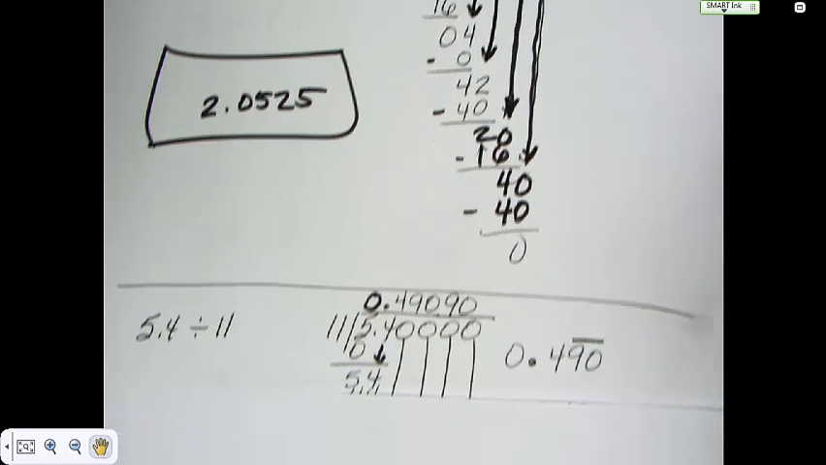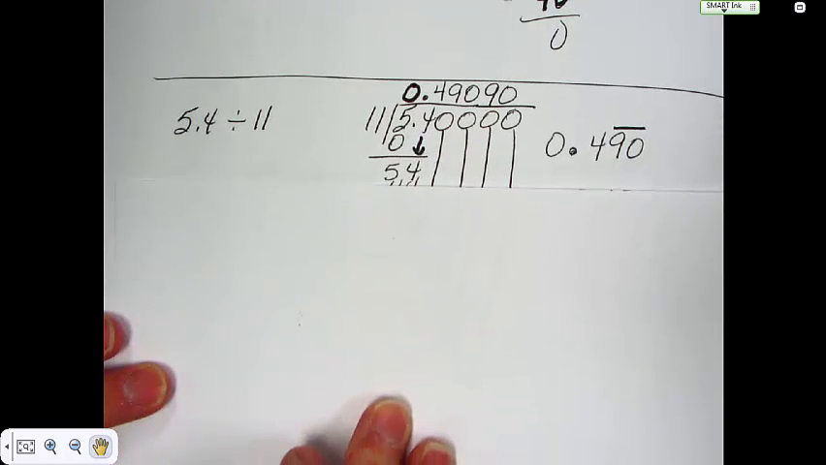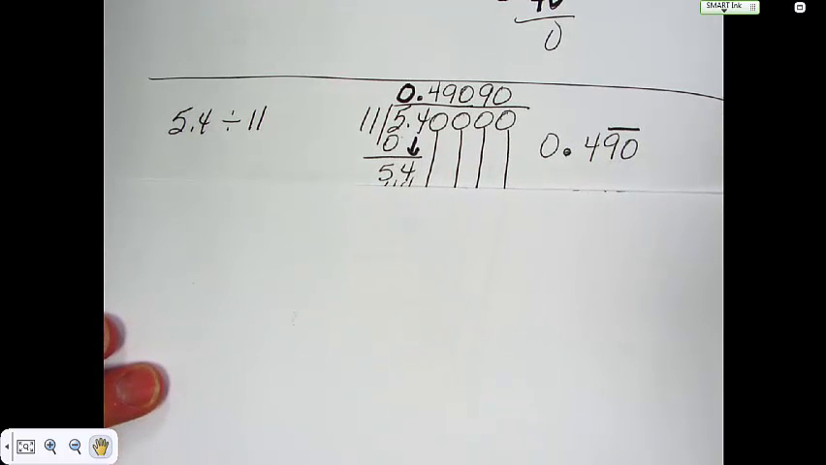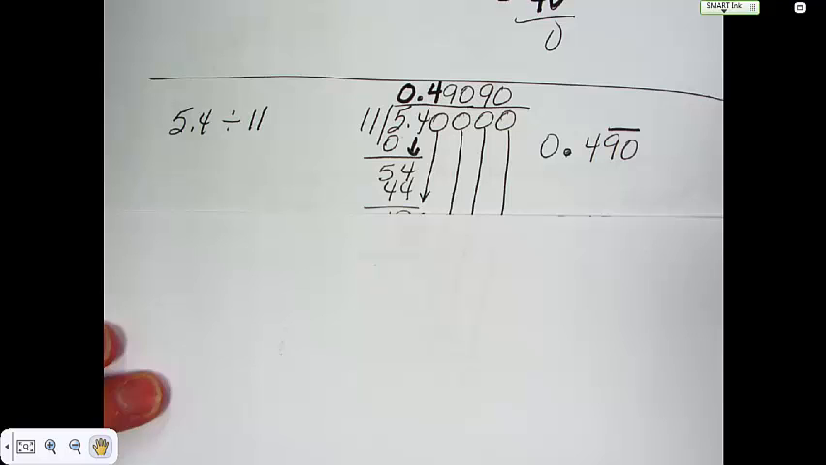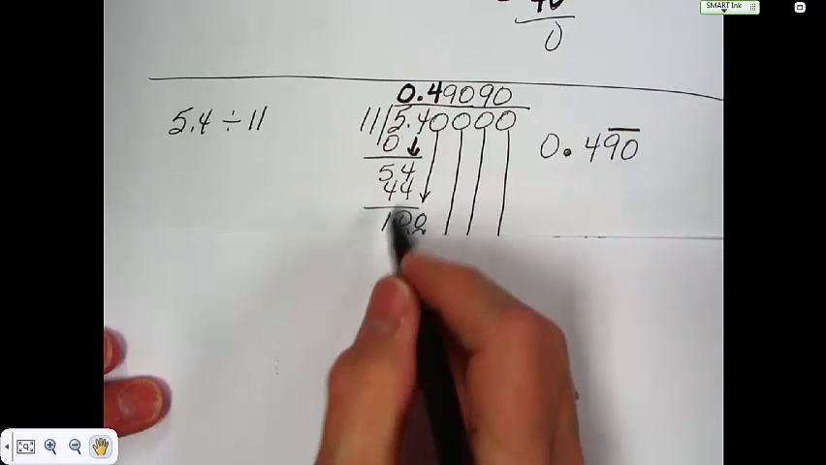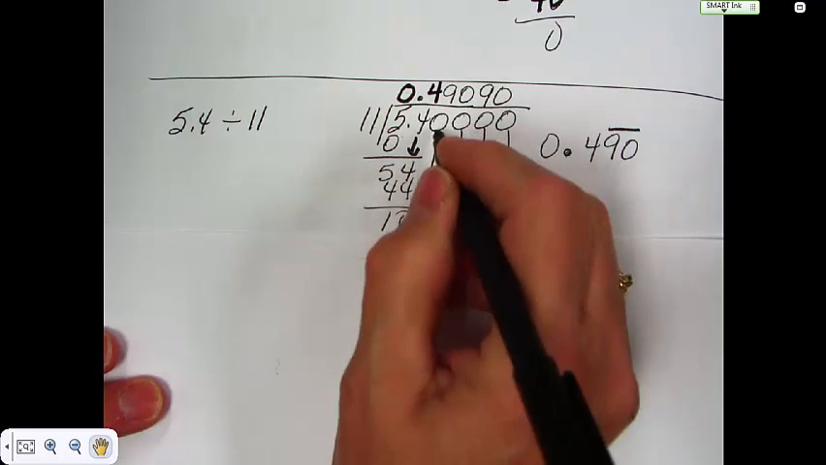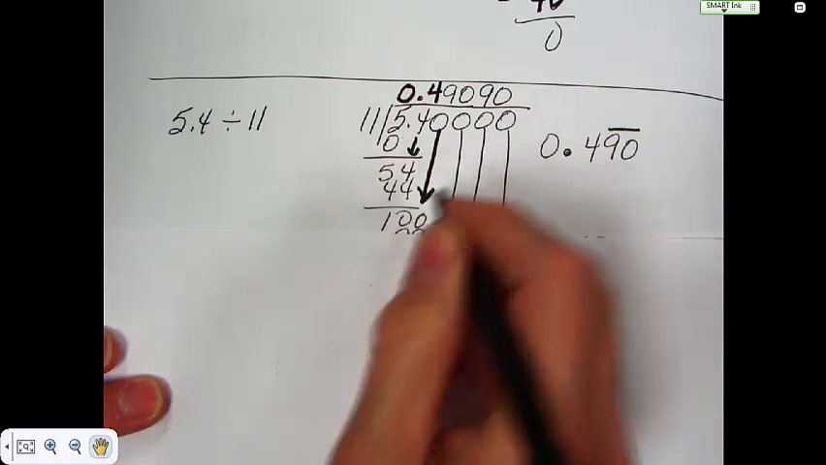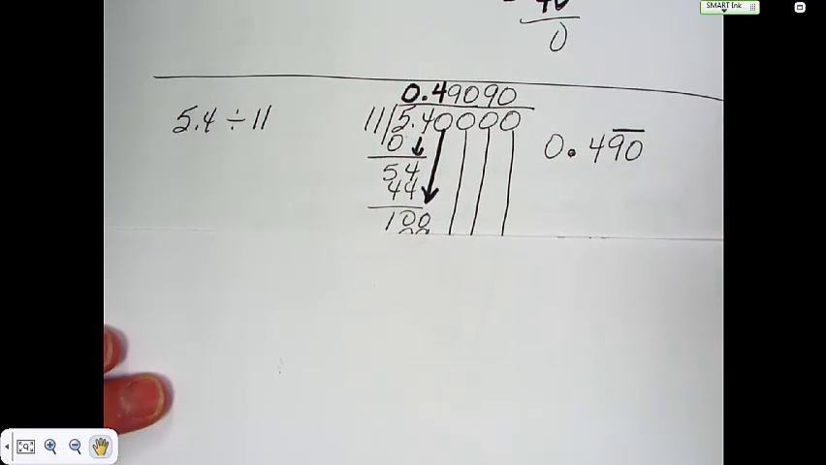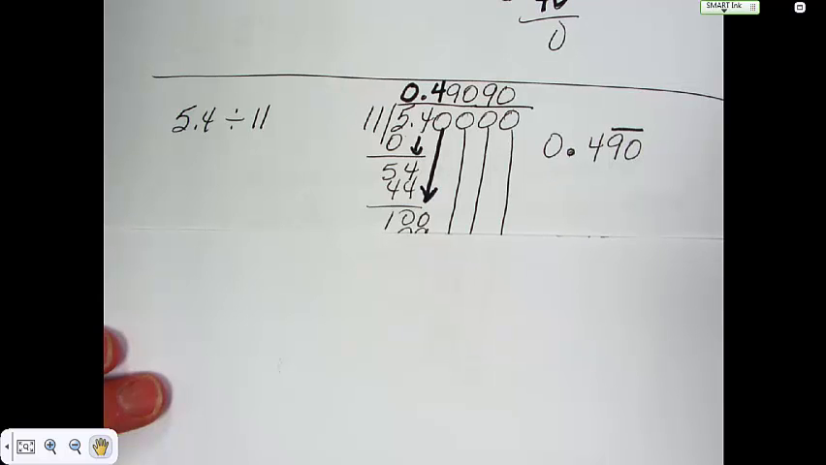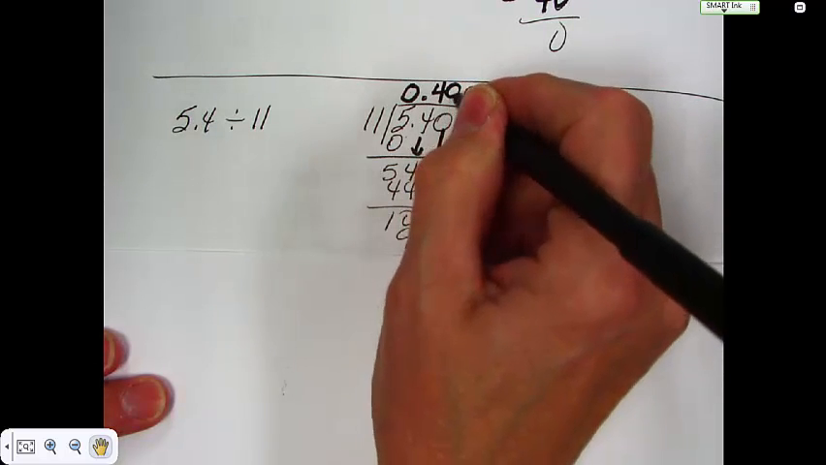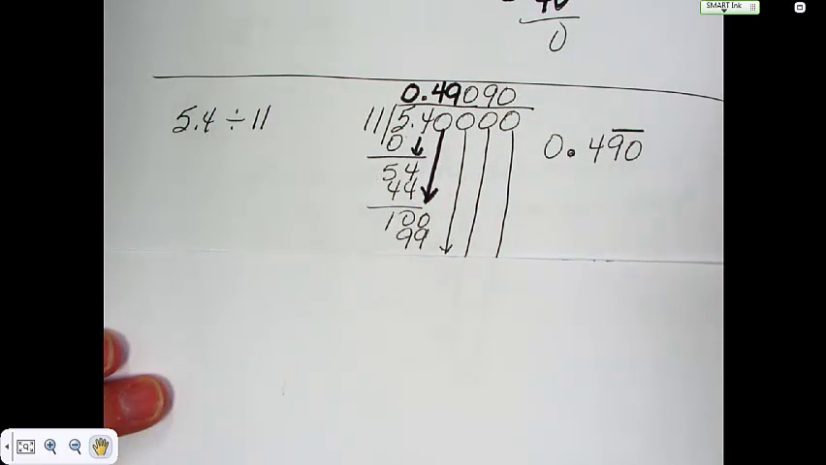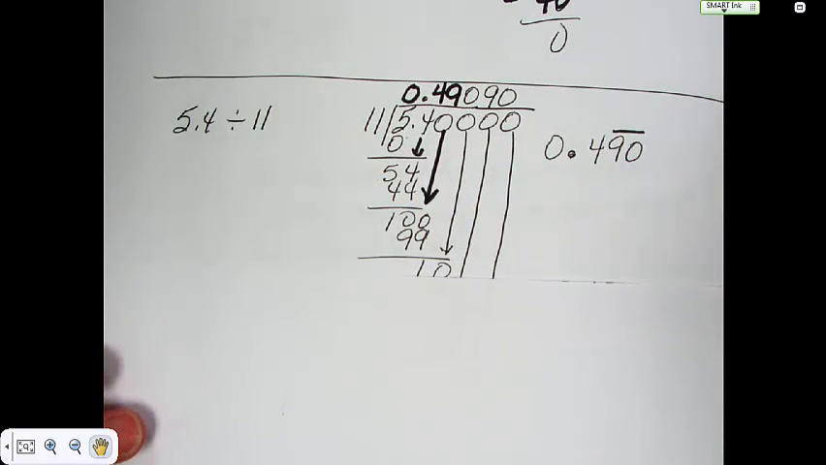Does 11 go into 54 evenly? No, it doesn't. Okay, but it will go like 4 times and you get 44. So you write your 4 up here, you subtract, and you get 10. 44 from 54 is 10. And you had a 0, and now you have 100. Now, 11 go into 100? Well, it goes in 9 times. It'll give you 99. So you put your 9 up here. 99 goes into 100 with one remainder.